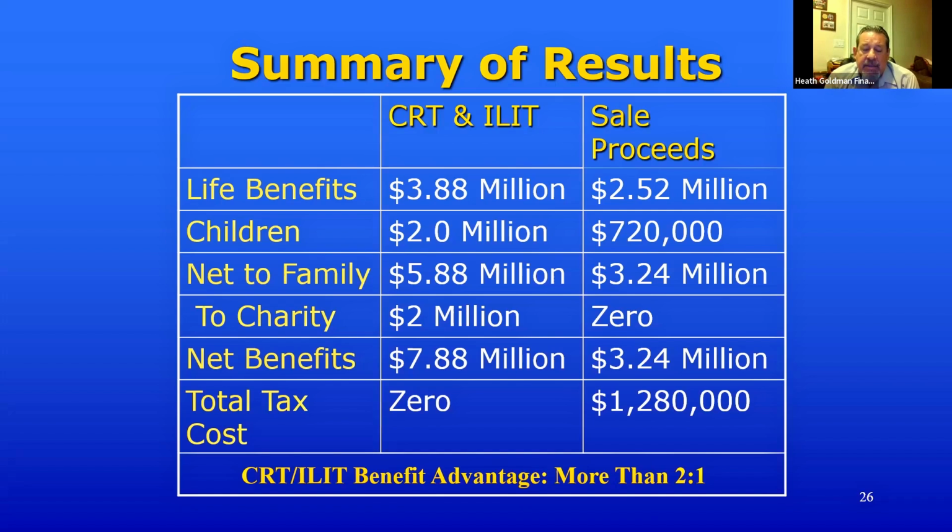The CRT, Charitable Remainder Trust, and the ILIT, an irrevocable life insurance trust combination, benefits the families and the charities to the tune of 2-to-1 versus selling the asset outright and paying the tax. I don't care if you're charitably inclined or not. I tell every person selling an appreciated asset, they at least have to explore this concept. It is not right for everybody. I'm not even going to suggest that, but it is at least a strategy, an option that these families owe it to themselves to explore.